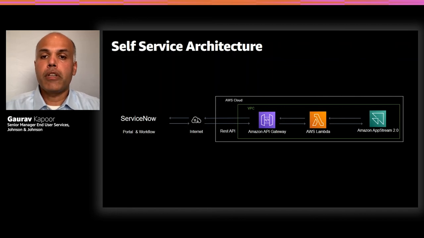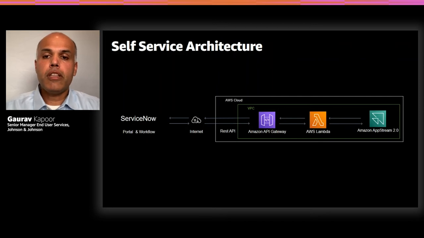On the diagram going left to right, we use ServiceNow for our end-user portal and workflow orchestration. You can use whatever you have, or you can simply use S3 and AWS Step Functions. The orchestration interacts with REST APIs hosted by Amazon API Gateway, which then interact with the AWS Lambda functions calling the AppStream 2.0 APIs. These are all running within your VPC. Everything you can do in the console can be performed via API. It's pretty simple, but very powerful.